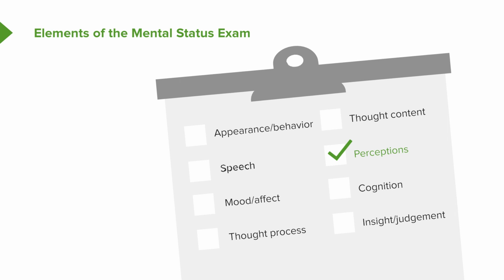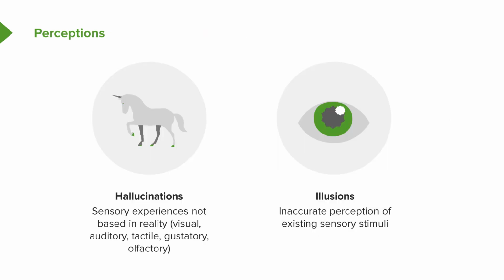Another element of the mental status exam is perception. So perceptions are a key component of the mental status exam. While perceptual abnormality is known as hallucination. What is hallucination? This is a sensory experience not based in reality. It can be visual, auditory, tactile, or by touch, gustatory, a taste, or olfactory, smell. So that's a perceptual abnormality called hallucination because it is not based on reality. So they are seeing things, hearing things, or experiencing things that are not present.